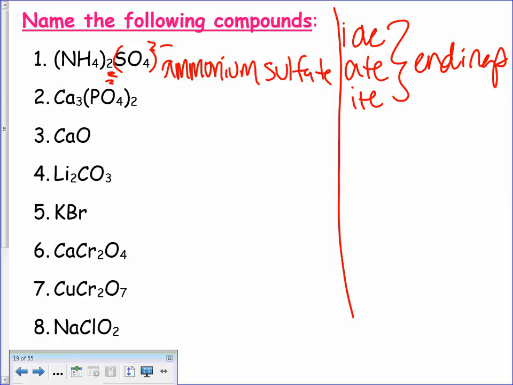So again, first thing you notice, oh, okay, easy one, right? What do you see? You just see Ca, right? Calcium. You just say its name. Its name is calcium. You see this thing in parentheses, so polyatomic, and you're looking at your polyatomic list and you see it's called phosphate. Calcium phosphate.